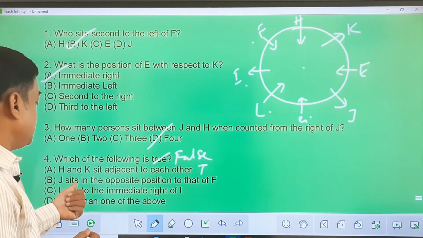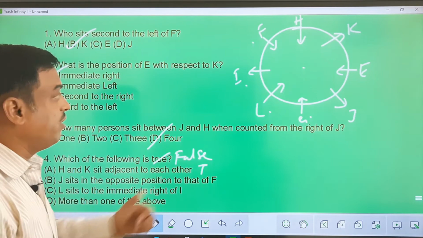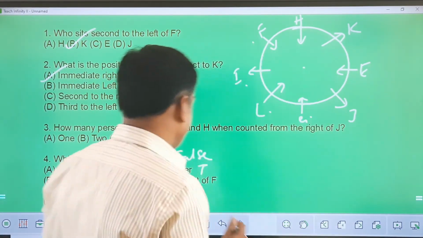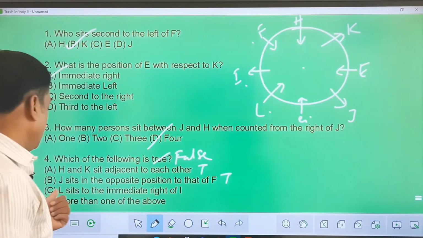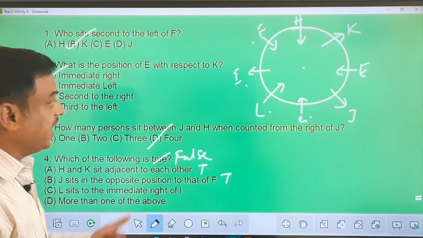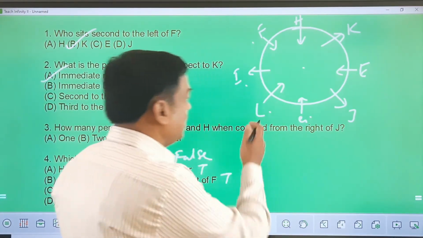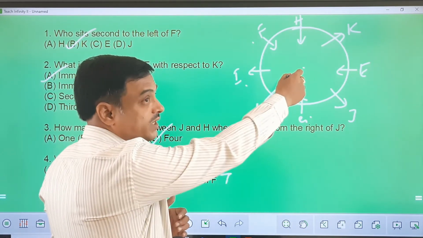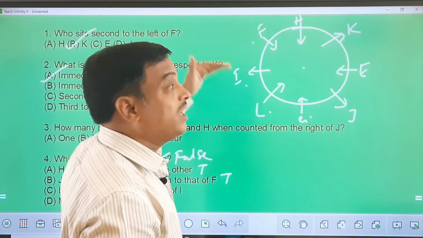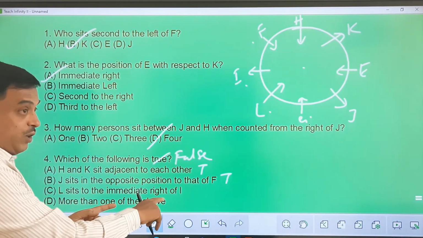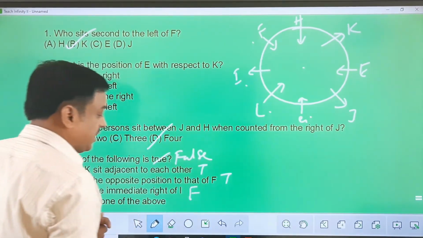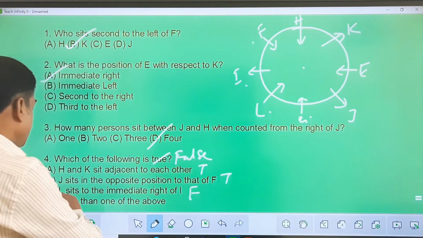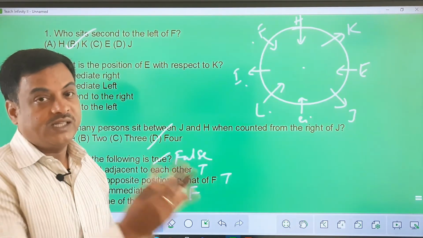Next one, J sits in the opposite position of F. Is J in the opposite position of F? You see, J and F are in opposite positions. True again. Now, next one, L sits to the immediate right of I. L sits to the immediate right of I? No. If you see, the position of L is towards the center, so I is on the left, not on the right. So this is the false statement, and 'more than one of the above' we cannot consider because we got only one false statement here. So option C will be the answer for this. So that is how the outcome is.